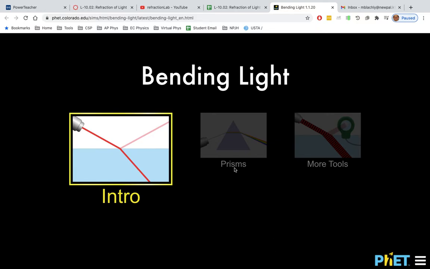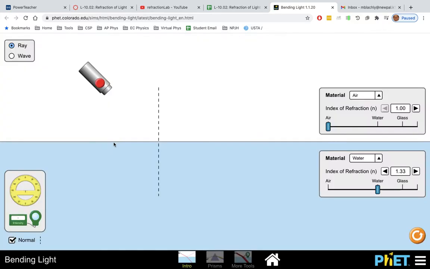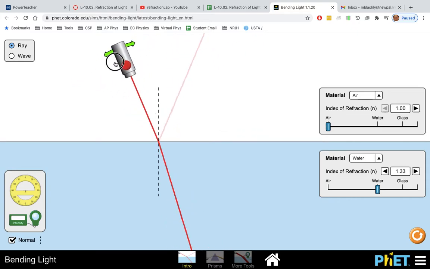So we are going to use a little app to show us what happens when a laser beam passes from one medium into another. So we're going to click on Intro here when you go to the app, and we're going to do two experiments. The first one we're going to do is look at what is called refraction. So I have a laser beam right here, and I can turn it on by pushing the red button, and I can move it around.